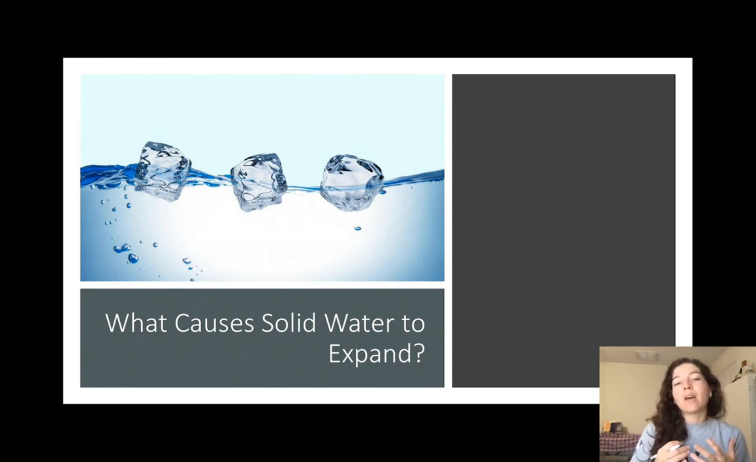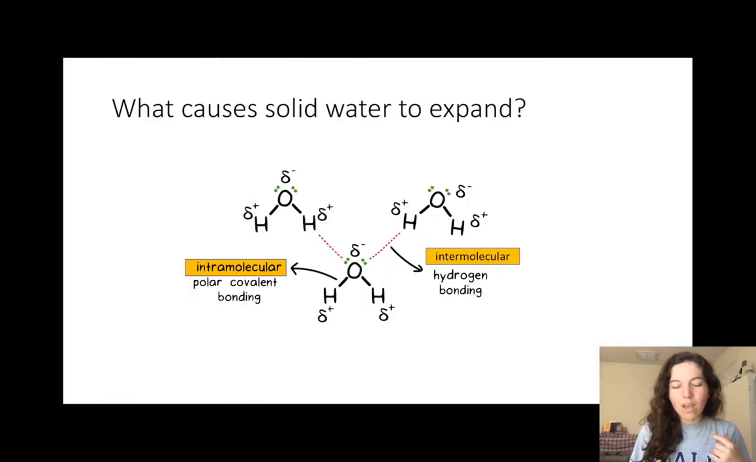We had talked about how water, whenever it freezes, actually expands and gets further apart, whereas all other substances, when you freeze them, become more dense. So when you go from a liquid to a solid with other substances, they become closer together. But when you go from a liquid to a solid with water, it actually gets less dense. So the thing that's causing solid water to expand is our intermolecular force.